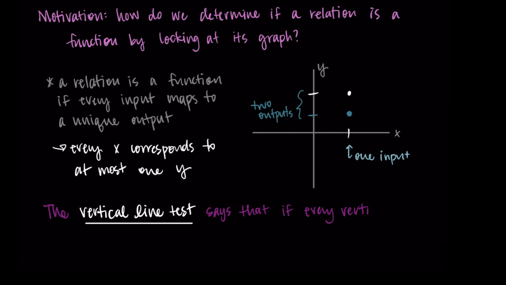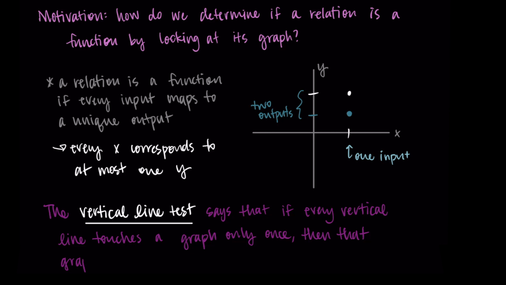So this is where the vertical line test comes from. The vertical line test says that if every vertical line touches a graph only once, then that graph represents a function. So if we can run a vertical line through the graph, and every instance of that vertical line only touches the graph once, then that graph represents a function. Let's practice this with some examples.